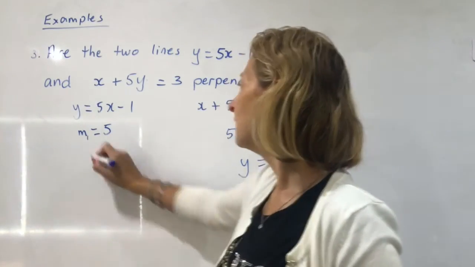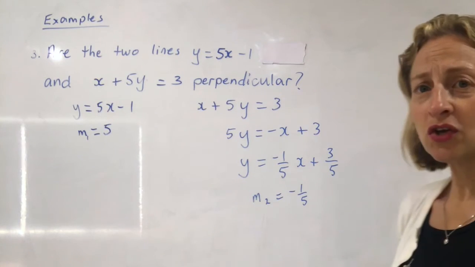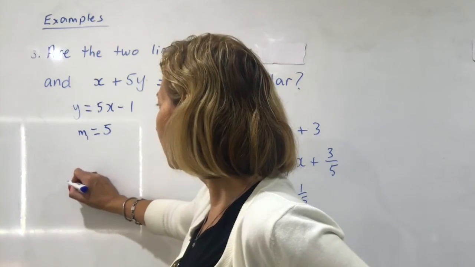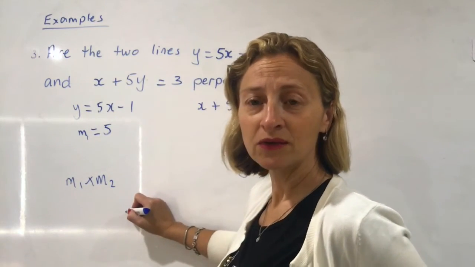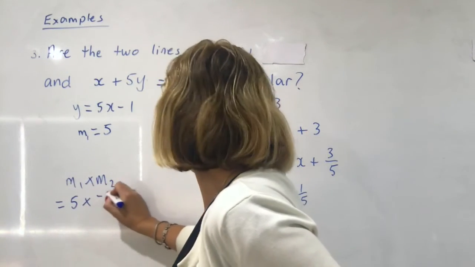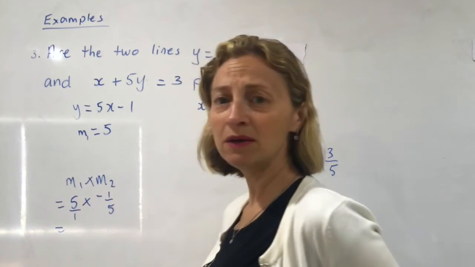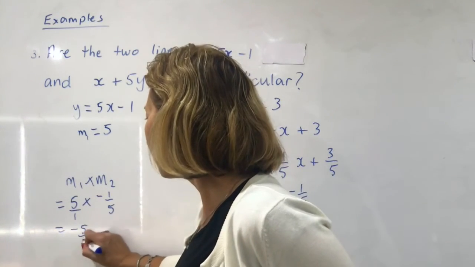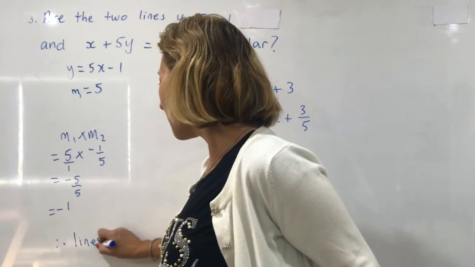I can call that one m1 and that one m2 because they're different. We don't want to call them the same letter, that gets confusing. Now we need to show that these are perpendicular or not. So let's have a look. We know that if they're perpendicular, then we need to get m1 times m2 equals minus 1. So let's see what m1 times m2 actually is. m1 is 5 and m2 is minus 1 over 5. So we know that 5 times that, remember that that's over 1. You can use your calculator or do it in your head using your fractions. 5 times minus 1 is minus 5 over 5, which equals minus 1. Therefore, the lines are perpendicular.